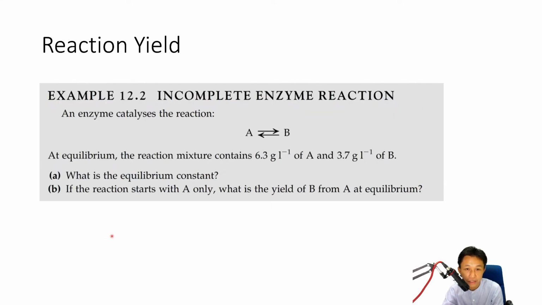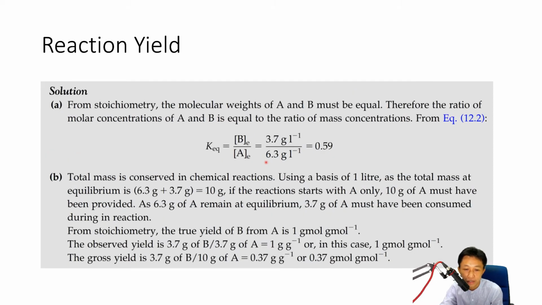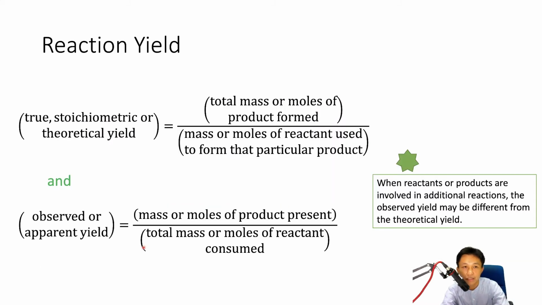So you have 3 yields here. Stoichiometric yield, which is this one, 1 to 1. And then the observed yield is 3.7 over 3.7 that produce that one, and the gross yield is 3.7 divided by 10, which is this one. So you have to look at these definitions very, very carefully, and then you can do it later on.